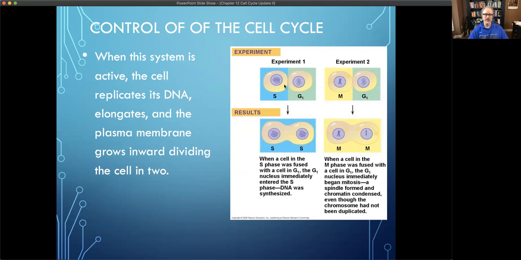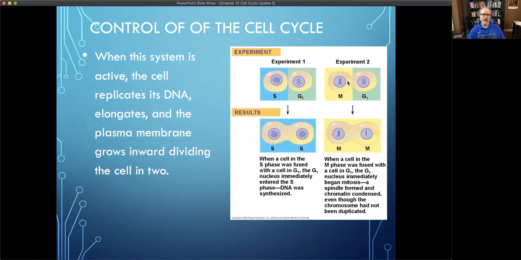So for instance, in this first experiment that you see here, when they had a cell that was in the S phase, it was synthesizing its DNA. No matter what type of cell they fused it with, they got the cell to enter the S phase and start replicating its DNA. Okay, so these cell fusion experiments, like in experiment 1 here, they fused an S cell with a G1 cell, and they both began or continued synthesizing the DNA.